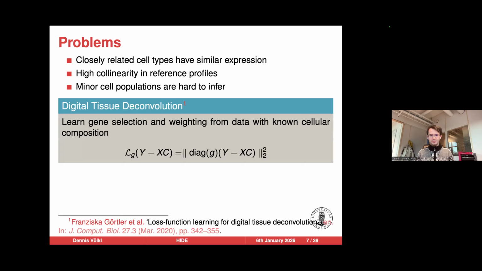The first three problems can be solved with multiple algorithms. For example, the one proposed by our group, which is called digital tissue deconvolution. Here we include learnable gene weights, meaning that we weigh genes if they are important for the deconvolution problem, and if those genes are not really important to distinguish between cell types, we weigh them down.